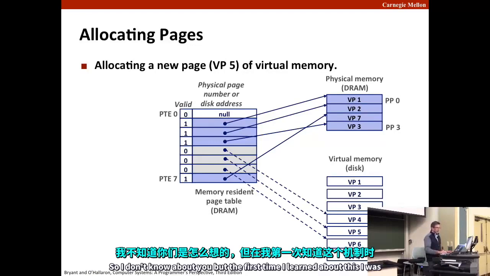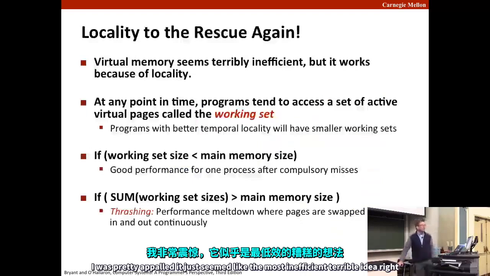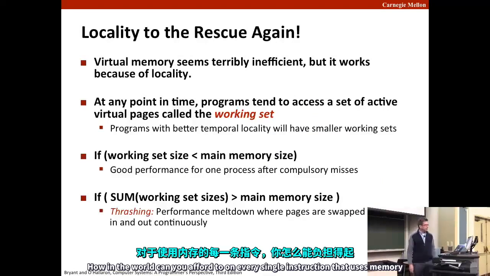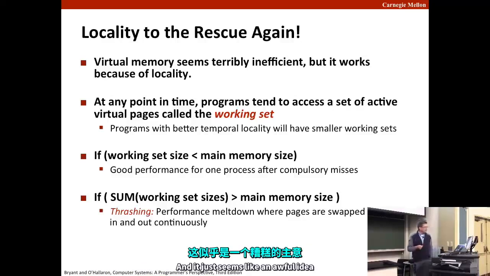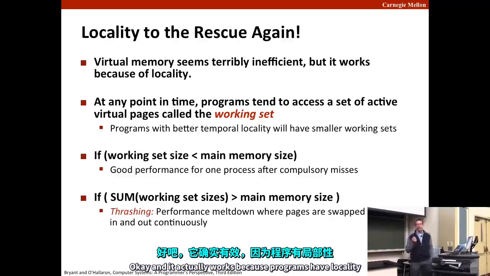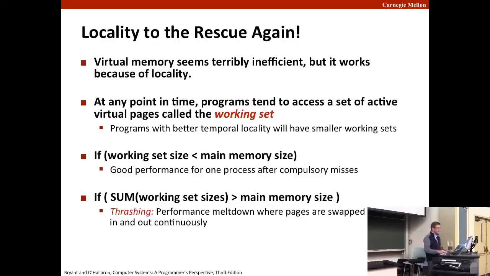So I don't know about you, but the first time I learned about this, I was pretty appalled. It just seemed like the most inefficient, terrible idea. Right? How in the world can you afford to, on every single instruction that uses memory, do all this copying back and forth and looking up in tables? It just seems like an awful idea. But once again, locality saves us. It actually works because programs have locality, and it's actually fairly efficient.